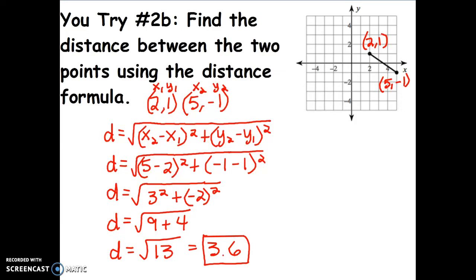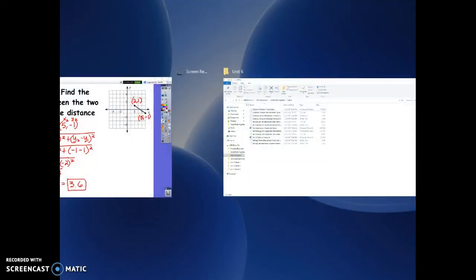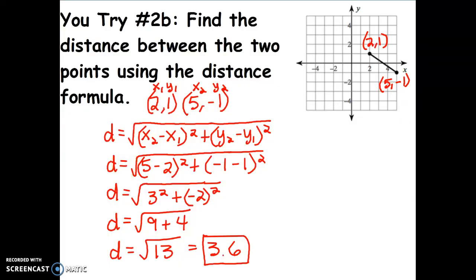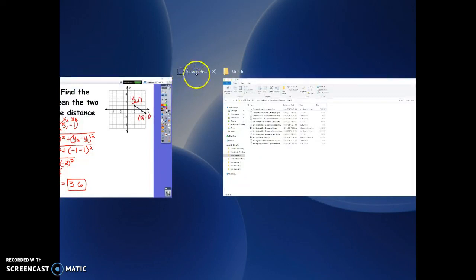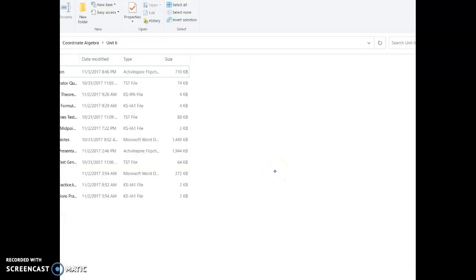Let me figure out how to turn this thing on.